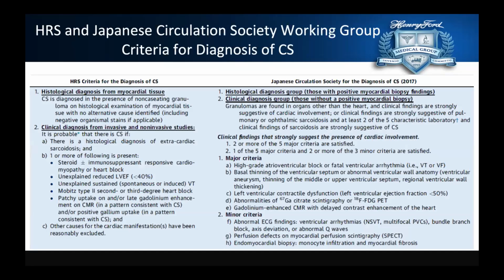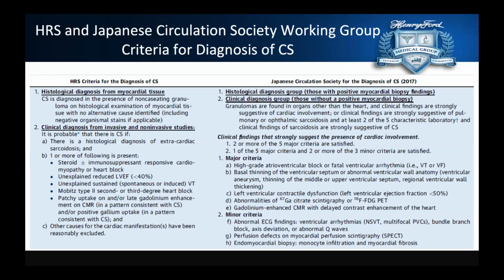So these are the two criteria that we look at: the JCS and the HRS, currently the two most well-established diagnostic guidelines. Now, keep in mind that these are based on expert consensus and they have yet to be validated by prospective data, or I guess clinical trials. And the HRS criteria on the left side is the most commonly used.